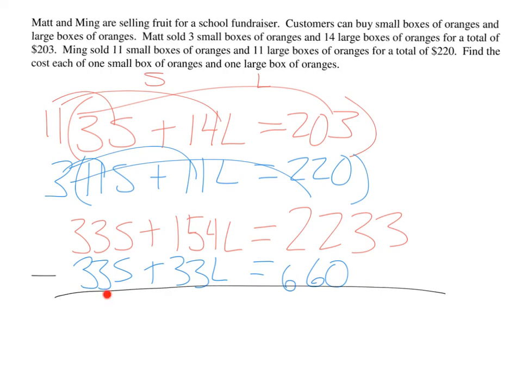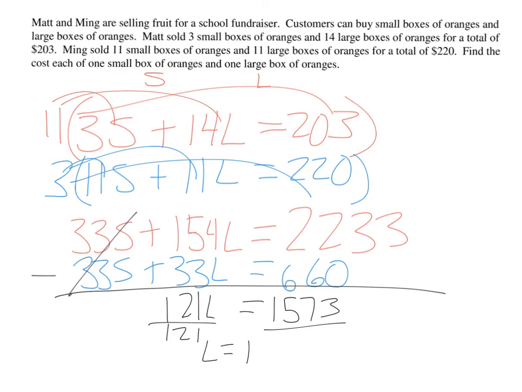So 33S minus 33S, that's where the elimination comes in. 154 minus 33 is 121, so this is 121L. And then 2,233 minus 660 is going to be 1,573. My last step is to just divide by the number in front of L. So I divide by 121, and I end up with L is equal to 13. So I know that the large boxes are $13.